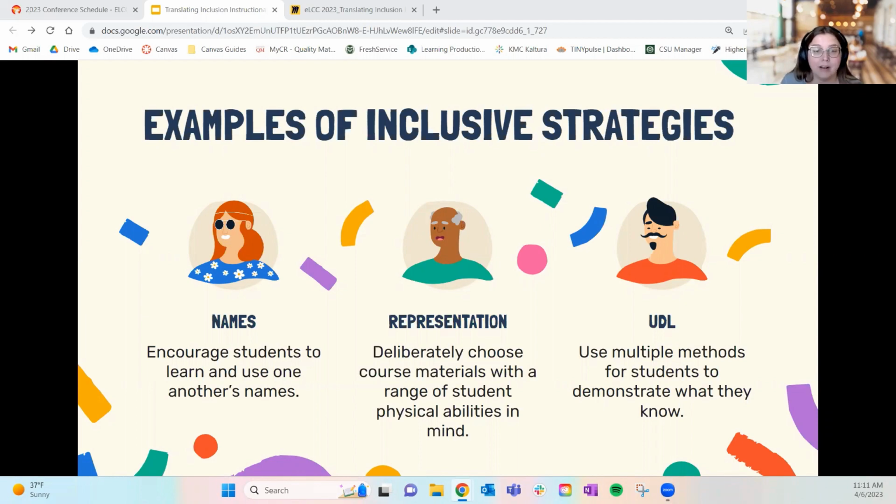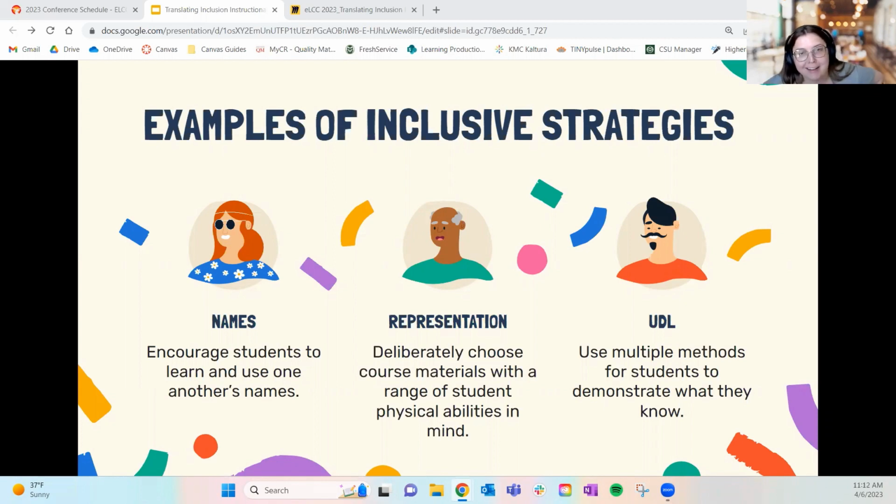And UDL. UDL gets brought up a lot, definitely in K-12, but in higher ed, I think it's starting to pick up pace, really utilizing a variety of methods for students to have voice and choice. So students get to demonstrate what they know, and they get to engage with the content in the way that works best for them. So are you giving your students that voice and choice in how they're demonstrating their learning? That's an example of one inclusive strategy. And again, this is just the tip of the iceberg of what inclusion instructional strategies may include.